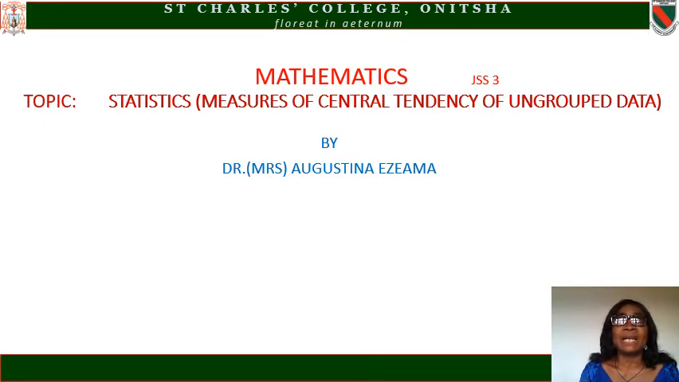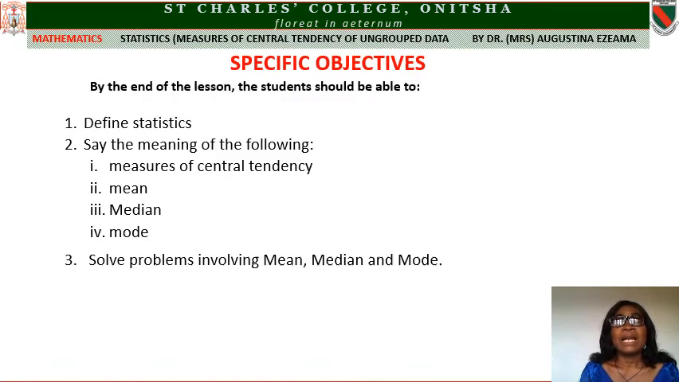My subject today is mathematics and the topic is statistics, precisely measures of central tendency of ungrouped data. Let us look at the specific objectives for the topic. By the end of the lesson, the students should be able to define statistics, state the meaning of the following measures of central tendency: mean, median, and the mode. Then we will be able to solve problems involving mean, median, and the mode.